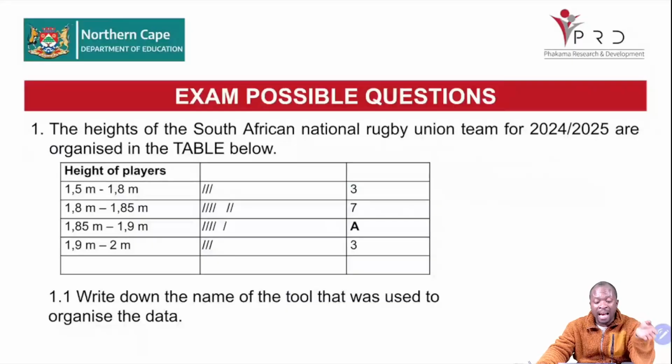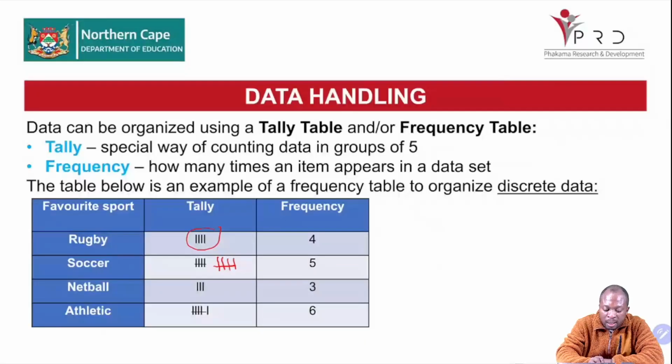It says the height of the South African National Rugby Union team for 2024-2025 are organized in the table below. What do you see here? Currently, what you see on the screen is an example of a frequency table. How do you call it? Frequency table. But you see that if you look at our first example, here we have got titles.